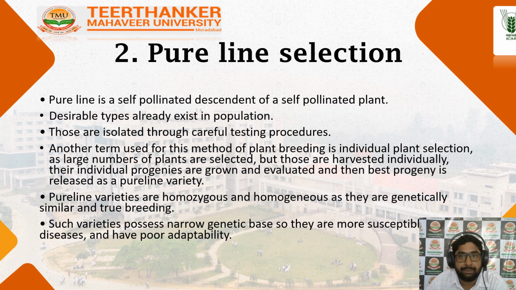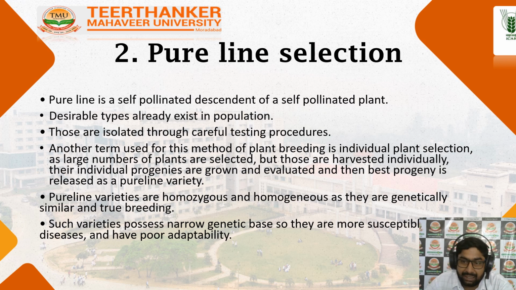And the second breeding method is pure line selection. Pure line, it means we purify the line. A pure line is the progeny of a single self-pollinated plant, a describable type of an already existing population, isolated through a careful testing procedure. Another term used for this method of plant breeding is individual plant selection. A large number of plants are selected, but they are harvested individually. Their individual progeny are grown and then evaluated, and then the best progeny is released as a pure line variety.